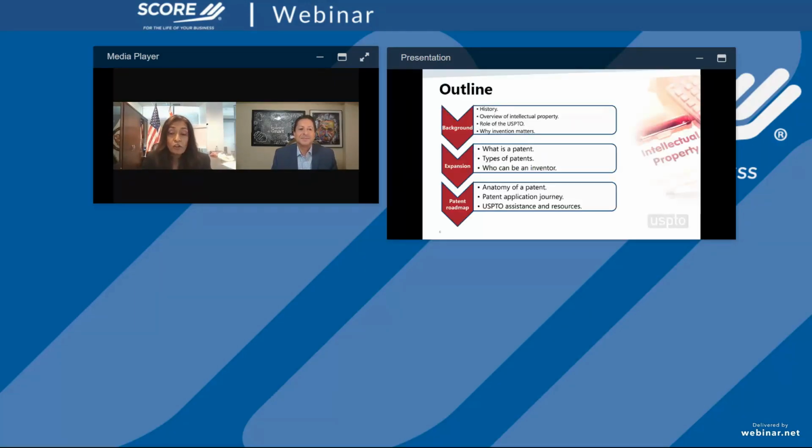So just to give an outline and an overview of what I plan to do, give a little history about intellectual property and what is intellectual property. What is the role of the USPTO and why do inventions matter? And then after that, we're going to take a deeper dive into what is a patent, what are the different types of patents, who can be an inventor. And then we're going to go even further and talk about the anatomy of a patent so you get a little bit more comfortable about when you see one, what does it look like? What do you need? And then how is the journey to get the application?